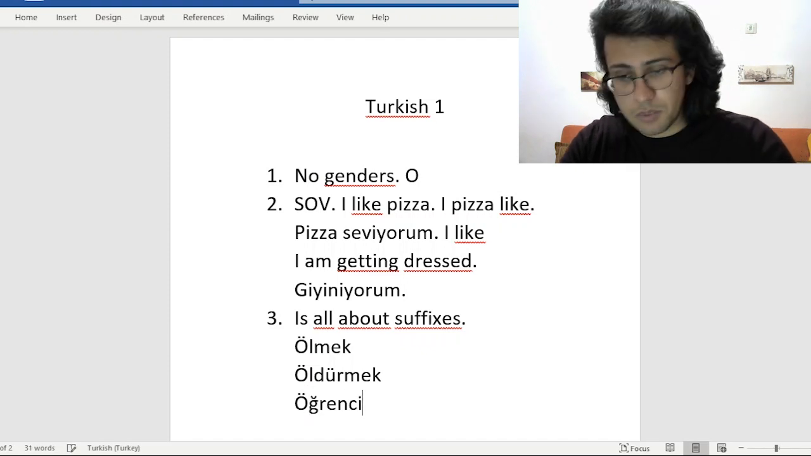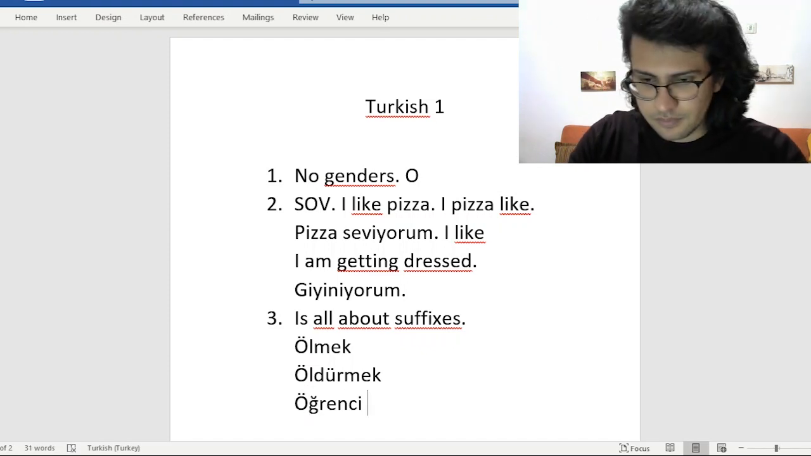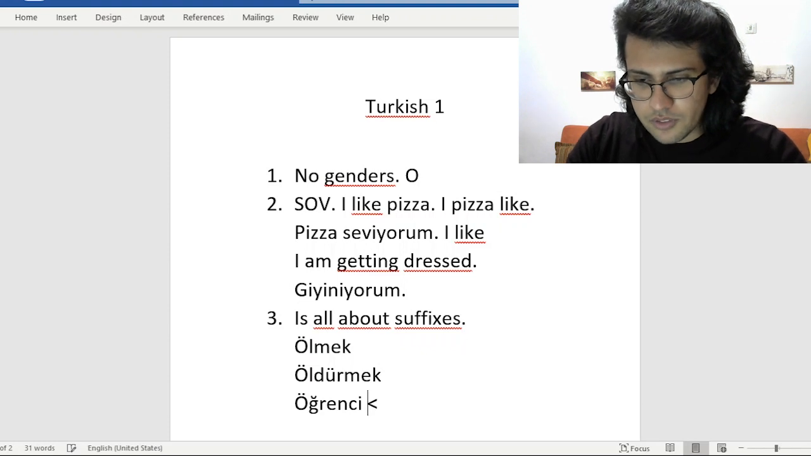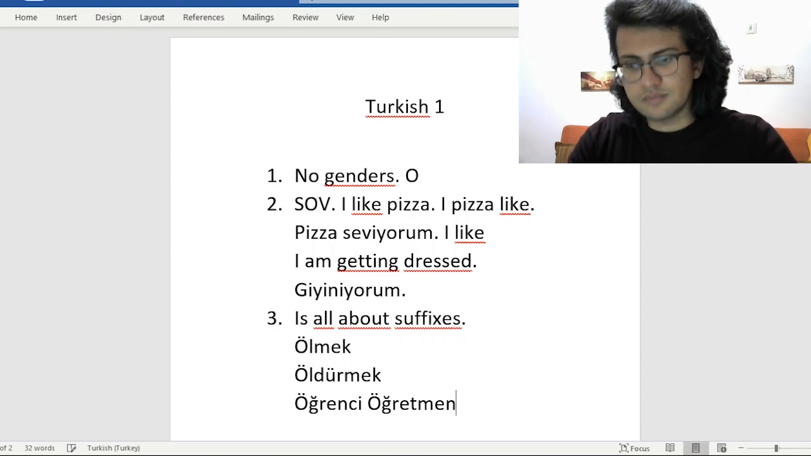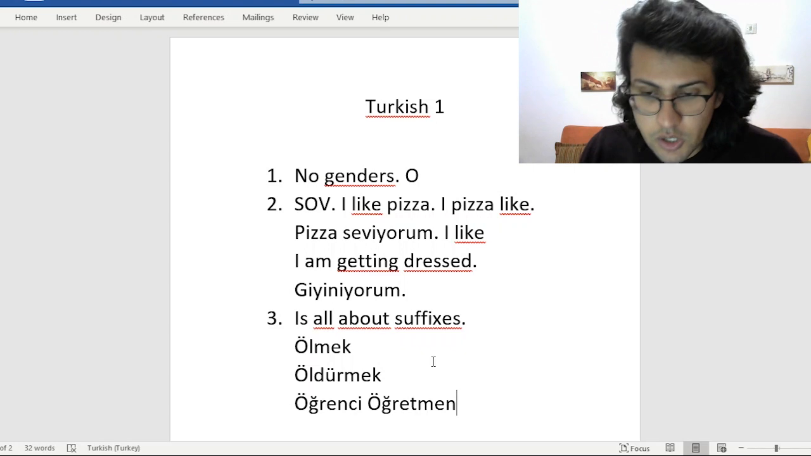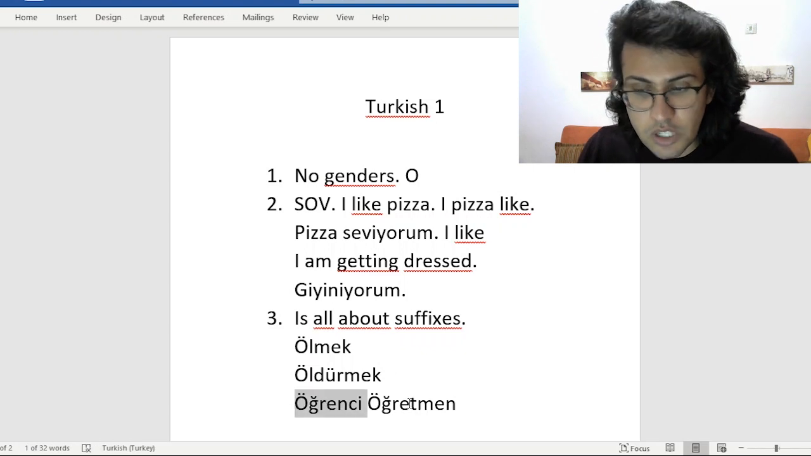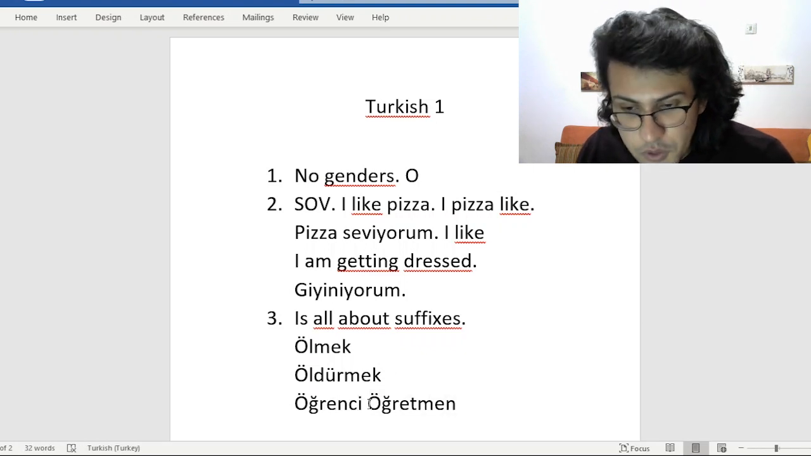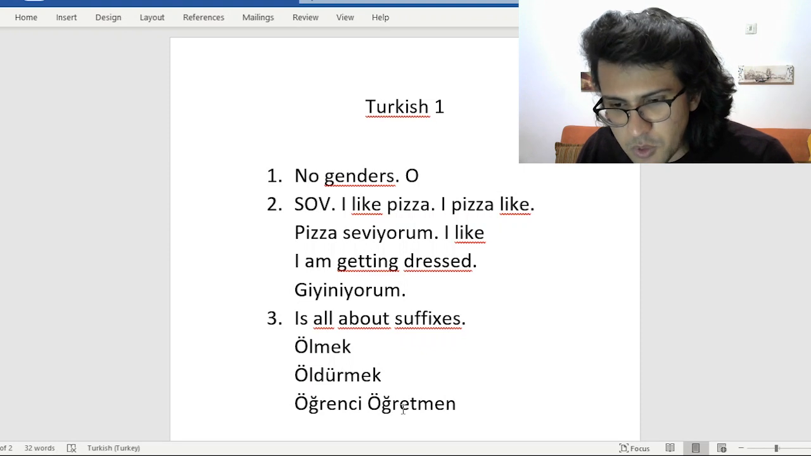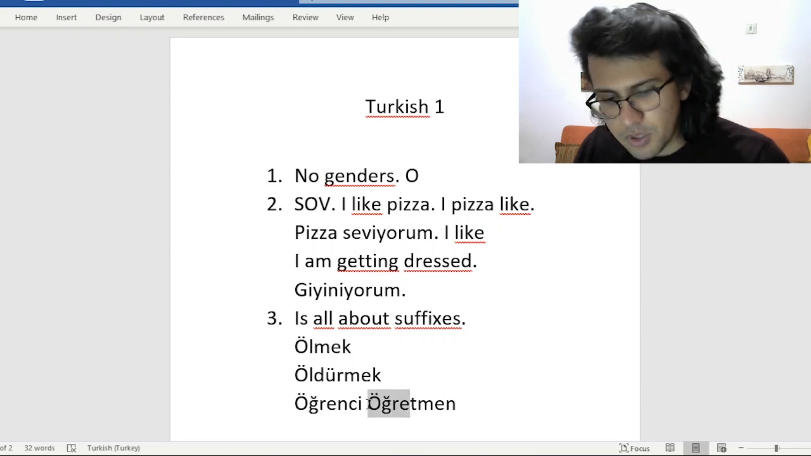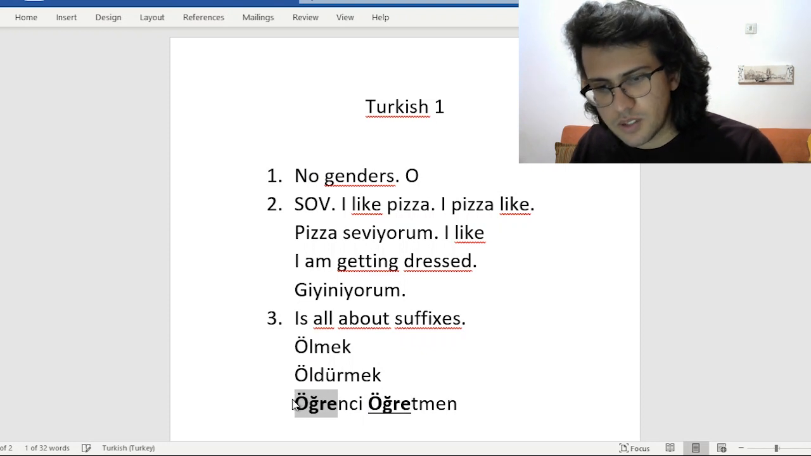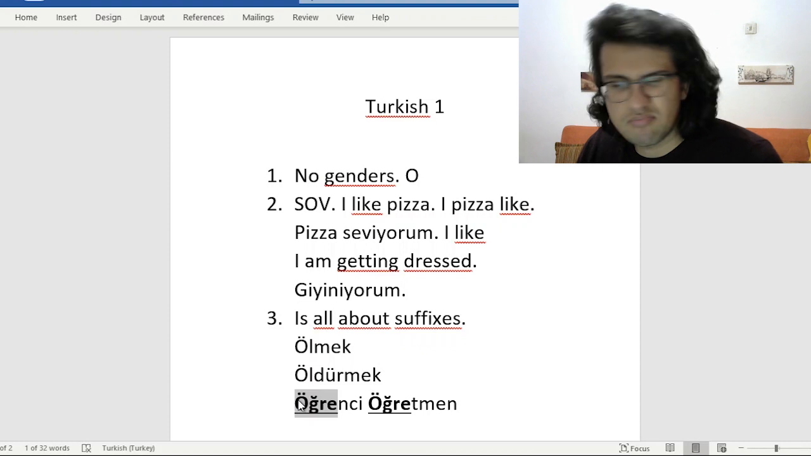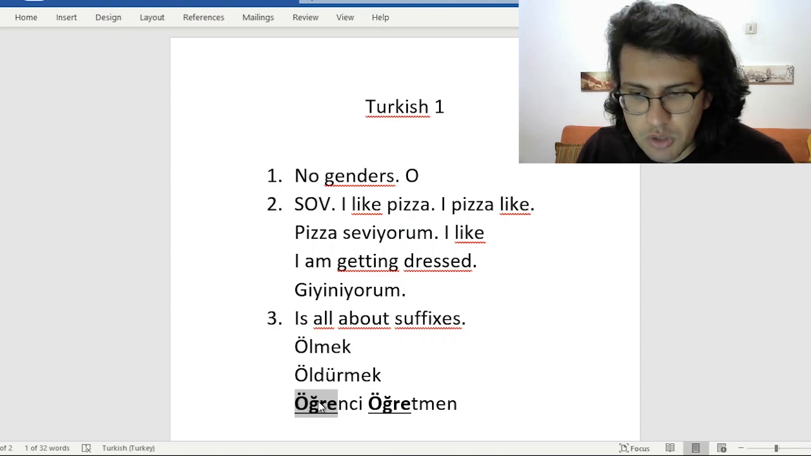Öğrenci. Maybe you've seen this word before. It means student. We also have öğretmen. Maybe you've seen this one. The first one, öğrenci, means student. The second one, öğretmen, means teacher. Now, if you notice, we seem to have some sort of a similarity here, right? This part seems to kind of be the same between both words. Now, this isn't just a random coincidence, but there's actually a reason behind it.